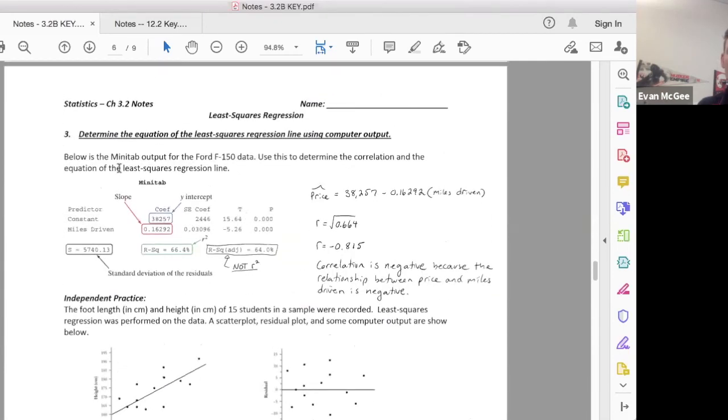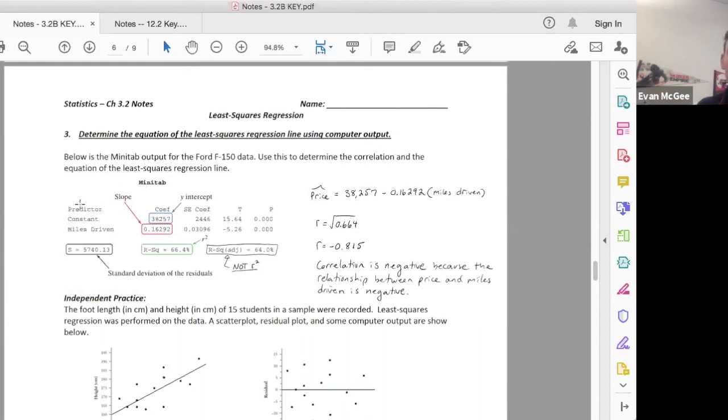So we're going to use this data, and I'm going to scroll down to a computer output part. And here we go. Okay. So here is the Minitab output for that data that we were just looking at. And the reason I have this is because you need to be reminded on how to write a linear model or the least squares regression equation when you're seeing this output.